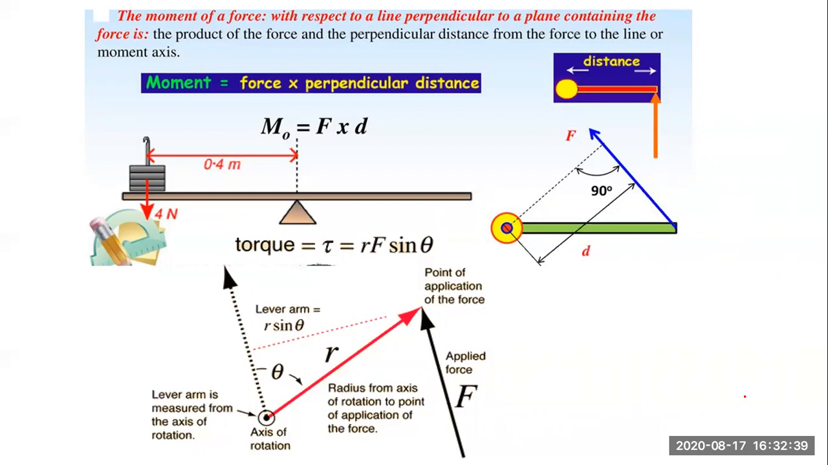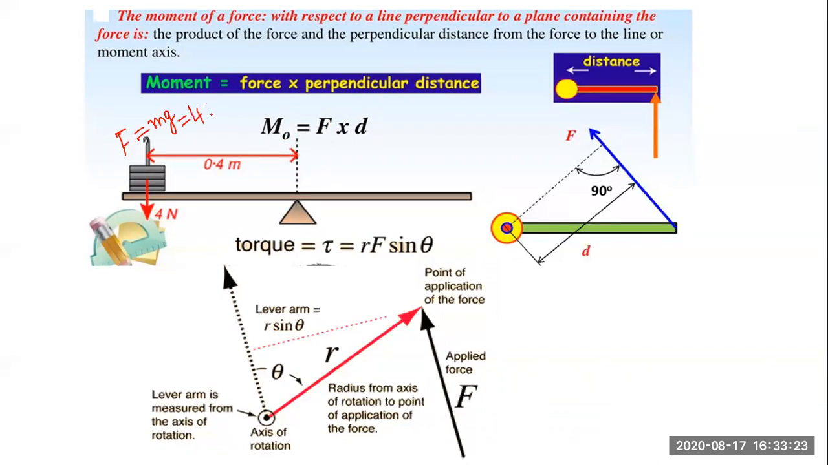This is given by the product of the force and the perpendicular distance from the line of action of the force to the point or the axis. Actually, this F into D, which is shown here, is the magnitude of the moment M due to the force F about a point O. Here you can see there are some weights. The weights are 4 Newton. The applied force is mg, one form of applied force. This is given as 4 Newton.